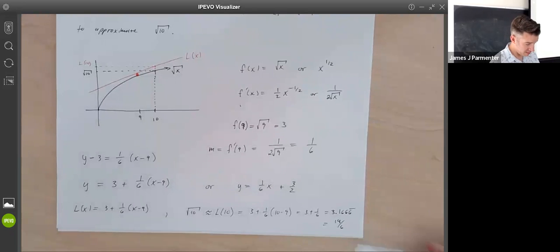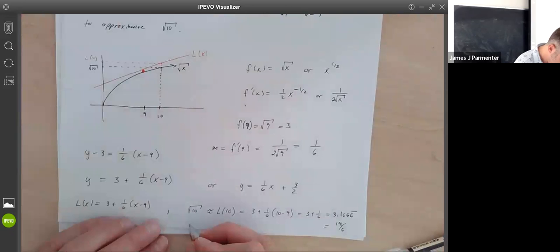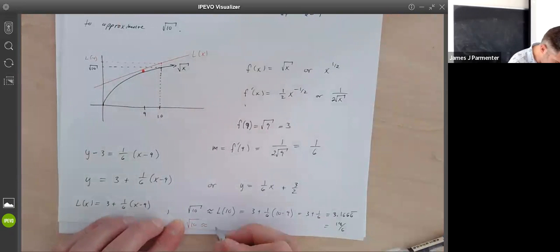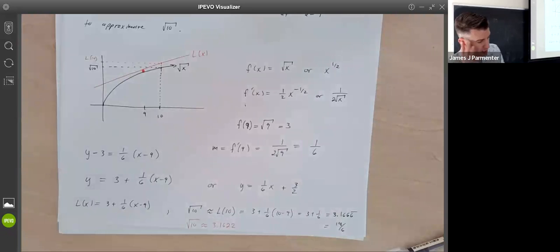Just for comparison, if you actually plug in square root of 10 to a calculator, square root of 10 is approximately 3.1622, and it doesn't stop there. So our estimate's pretty good, right? We did a good job of estimating the square root of 10 without ever having to use a calculator. Cool. So here's the idea.